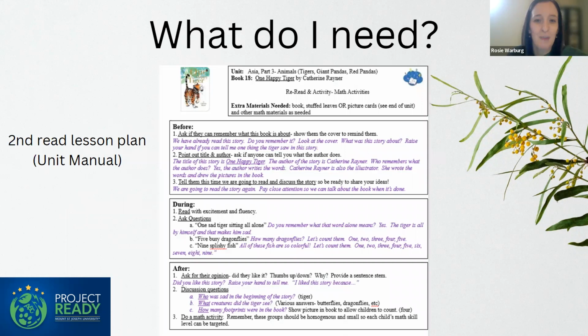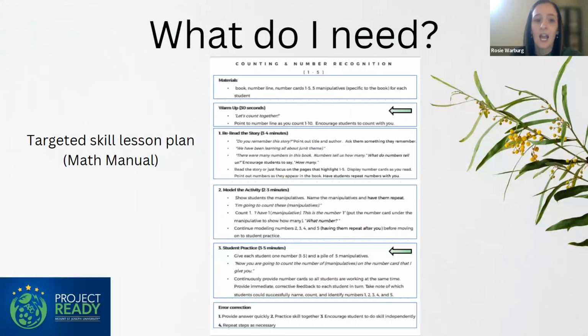Okay, first, let's talk about what you need for those small groups. You need a few things for your math small groups. You need your second read lesson plan, which we've already taken a look at here, and you find that in your unit manual. You also need a targeted skill lesson plan, so you know your small group's specific math skill level needs. You're going to go to your math manual and pull out your lesson for that specific need. You can see this is a lesson for counting and number recognition 1 to 5. So you want to have the lesson plan that targets your small group's skill level and needs.